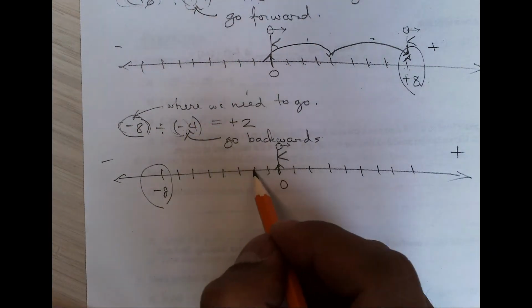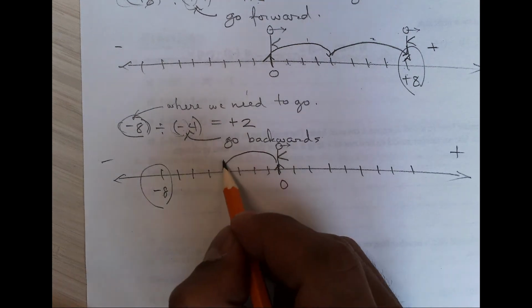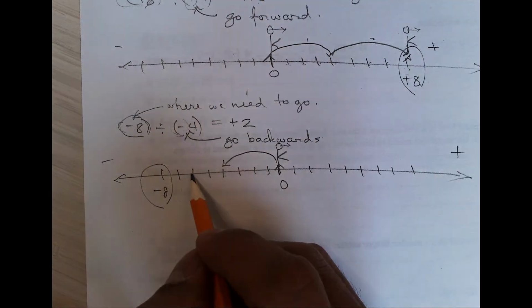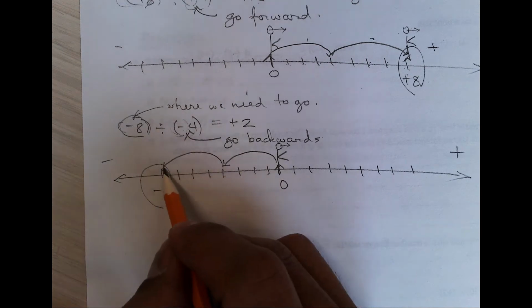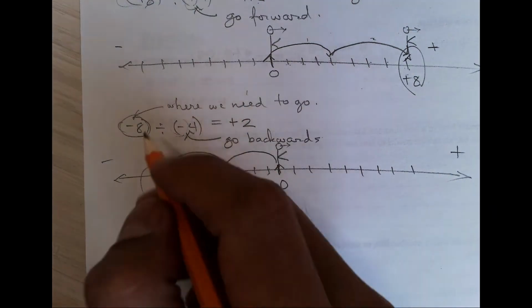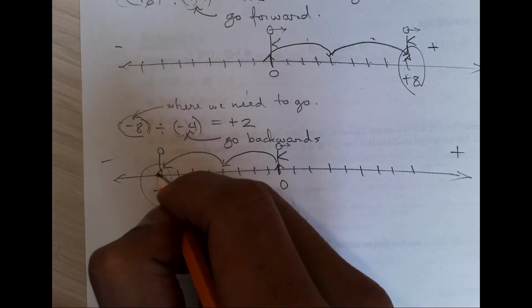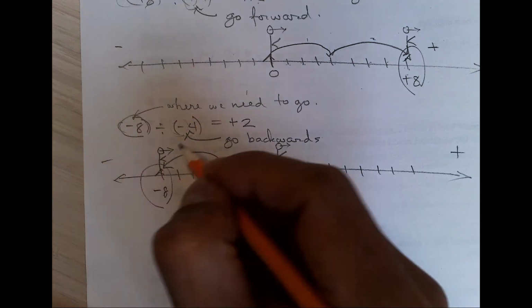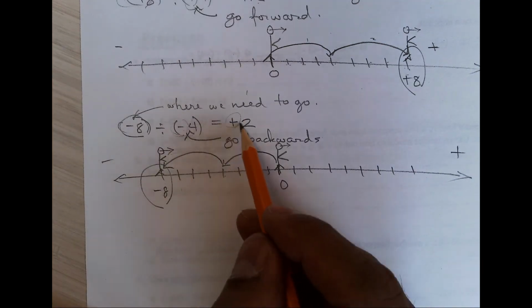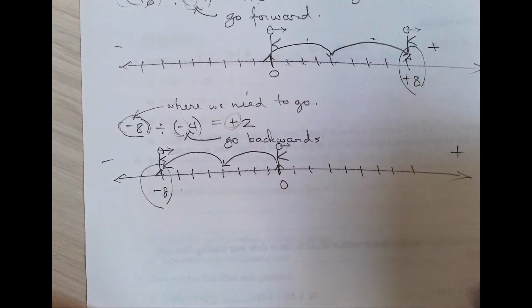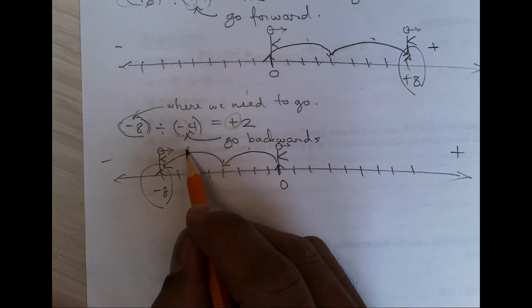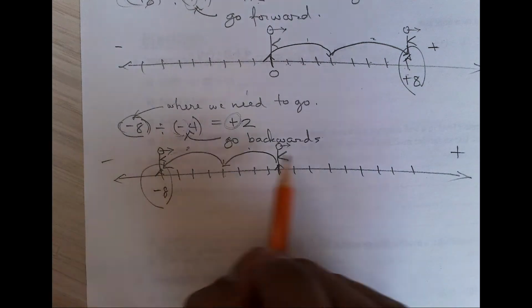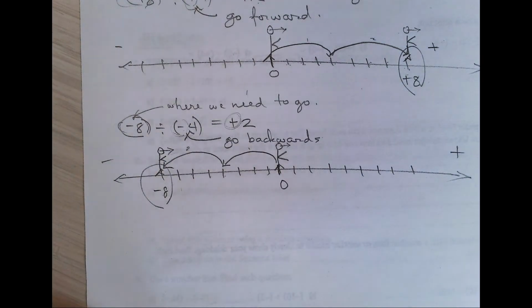1, 2, 3, 4. There's our first backwards hop. 1, 2, 3, 4. There's our second backwards hop. And so he ends up here, but he is facing the positive direction, and that's why our answer here is positive. Okay? 2 hops backwards, facing the positive direction, and that's why our answer is positive.